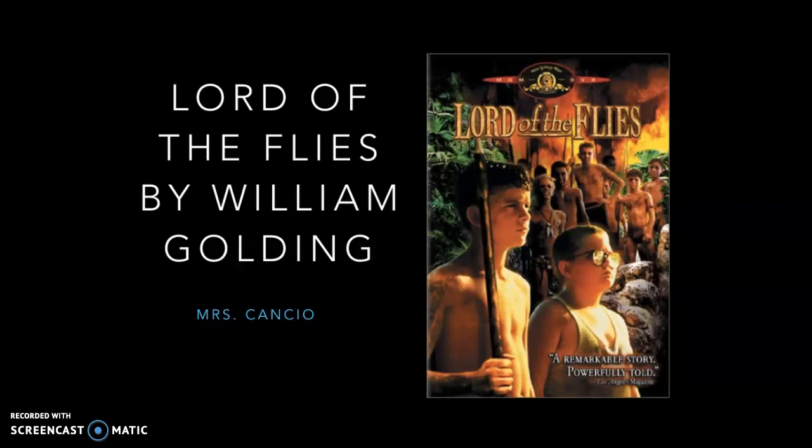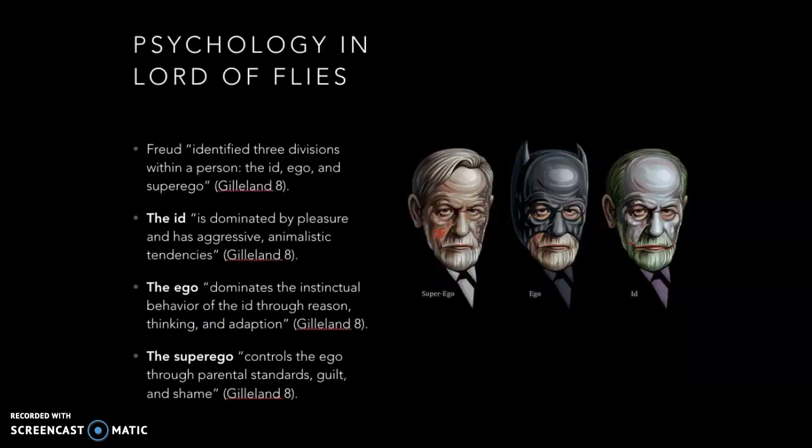So let's begin. Something to understand is there is a concept that's really important and prevalent in Lord of the Flies. It's the psycho. There's been a lot of psychoanalysis that takes place, and I'll go ahead and explain what that means. So basically, Freud is a very famous psychologist that came up with the idea that people are divided into three divisions. That we all have the id, an ego, and a superego. And we are going to break down what all three of these are.